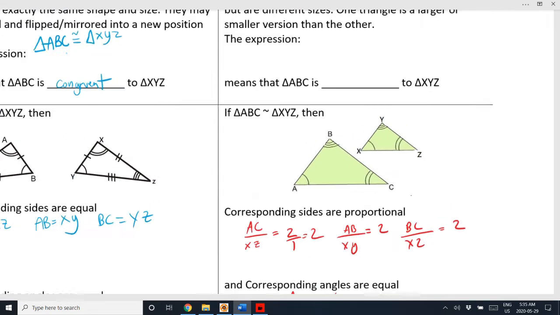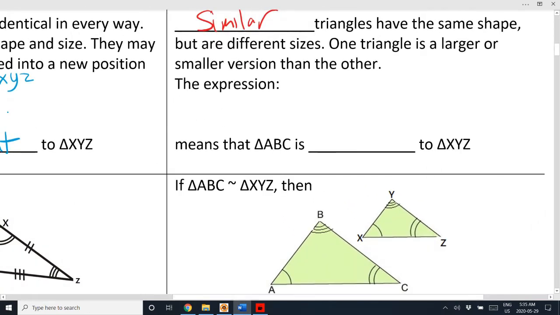So we can say triangle ABC is similar to triangle XYZ. This means, in words, that ABC is similar to triangle XYZ.